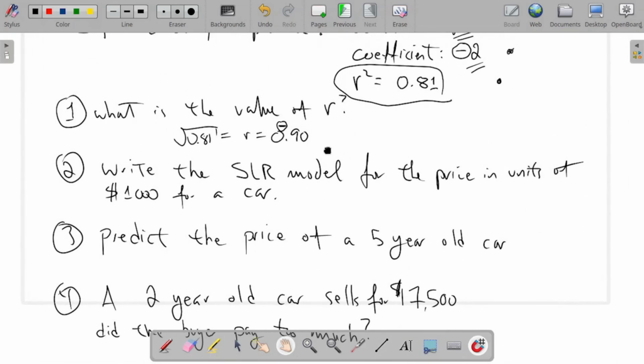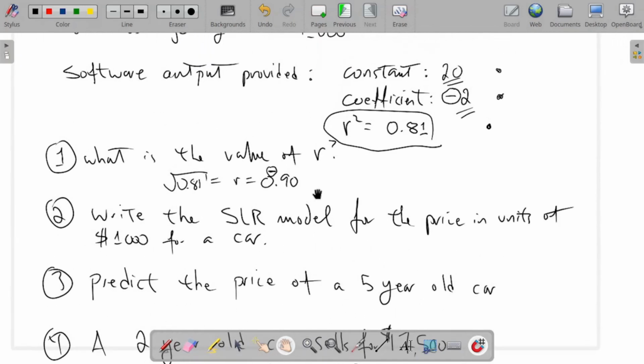We want to write the simple linear regression model for the price of the car in units of $1,000. And we're going to write this model using the correct names for the variables. So we would write that the predicted price, and typically we would put a hat on that because we're predicting it. An observed value would be price without the hat. So we have price is equal to 20 minus 2 times the independent variable age.